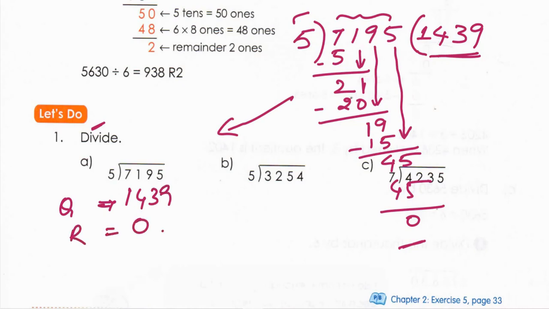For every problem, you have to write its quotient separately and remainder separately. Under the divisibility rule number 5, any number whose ones place has 5 or 0 is divisible by 5. That I'll again tell you in some other video, divisibility rules.